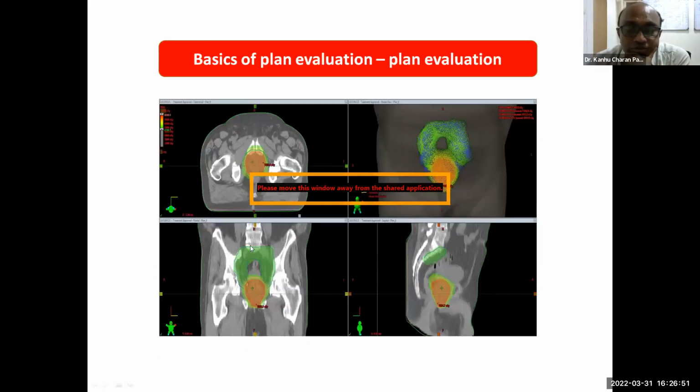These are the various plans, and this is why I have put them here. You have to do plan evaluation not in a single plane. You have to see the axial slice, the sagittal slice and the coronal slice. All three views you have to evaluate slice by slice. This distribution cannot be evaluated in the DVH.